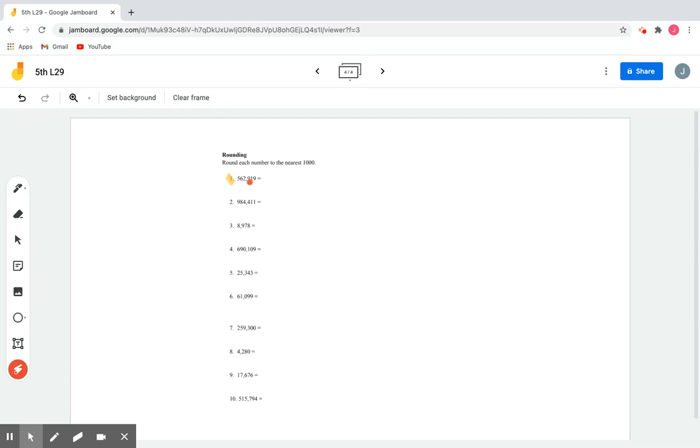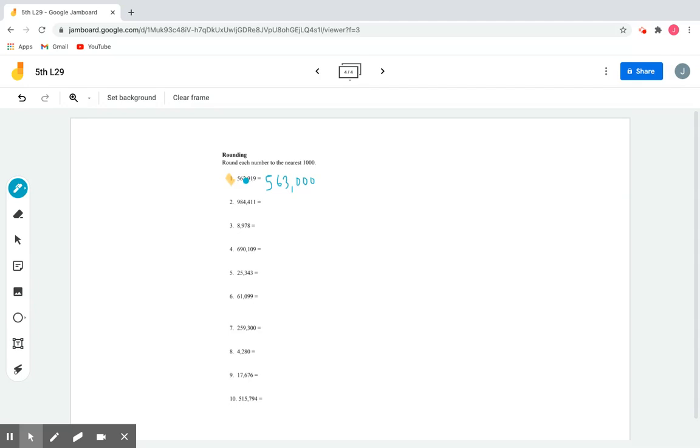So 9 is bigger than 5, so we're going to round it up. So this 9 will be 0, and then this 2 will be 3, because we round it up. We always have to look at the number which is on the right side of the number we want to round. That's why I'm looking at the number in the hundreds place, and that's why the number in the thousands place is being rounded up. So this will be the final answer, 563,000.